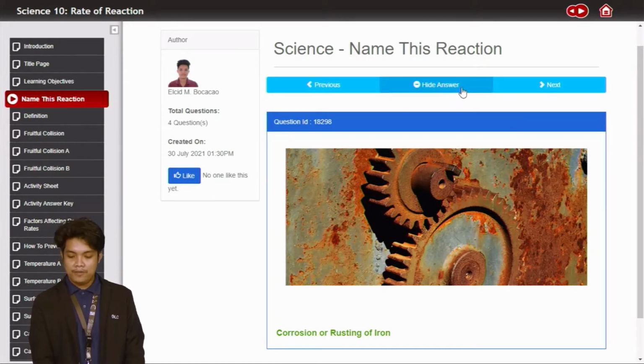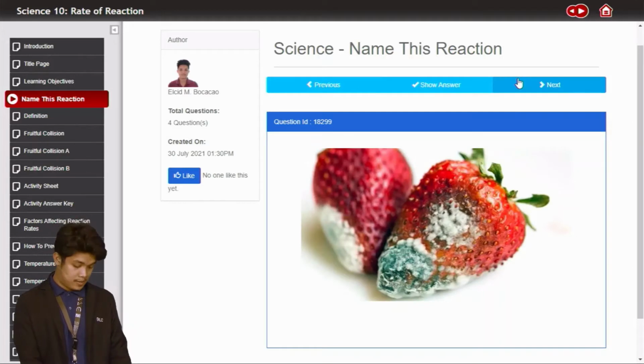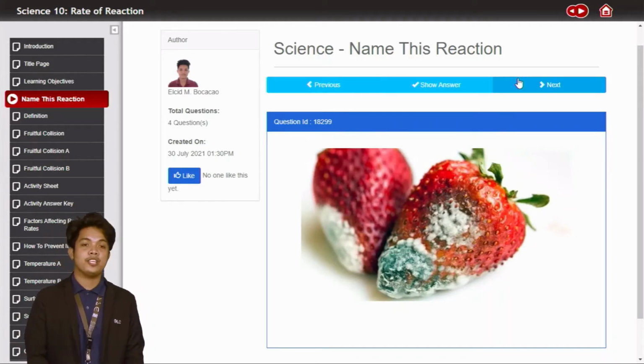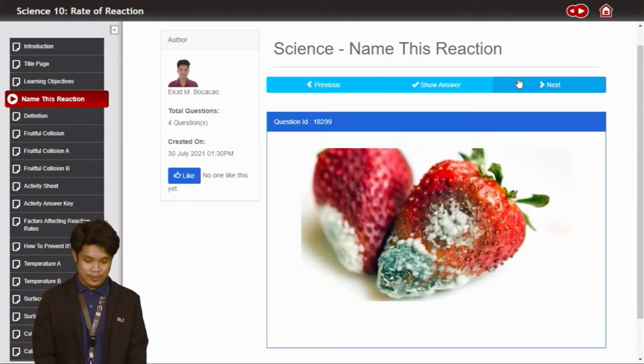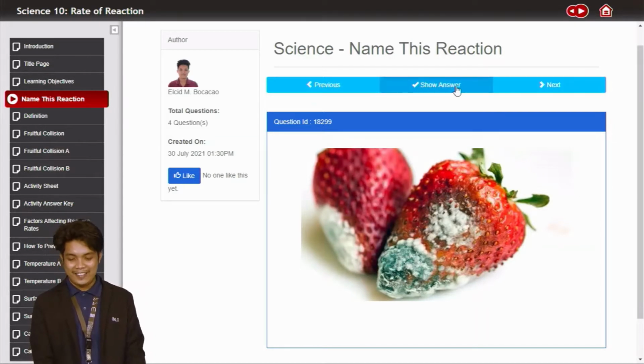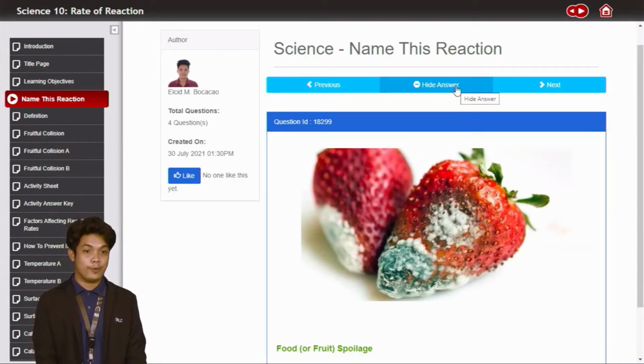Next picture. Which type of reaction is this one? You can name it in its common terms. Many answered food spoilage. Some said fruit spoilage, it's the same thing. Decomposition of organic materials, which is very technical, right? So the answer is food or fruit spoilage and also the decomposition of organic materials, since it is organic.